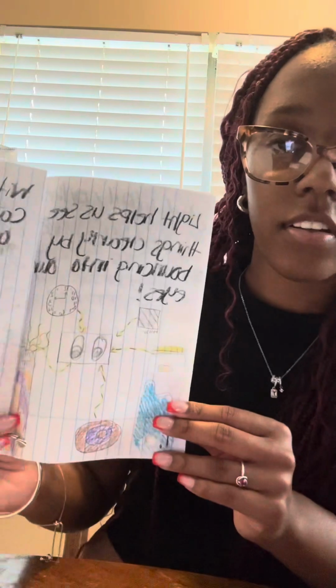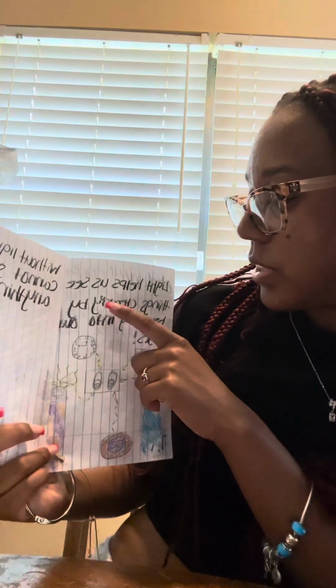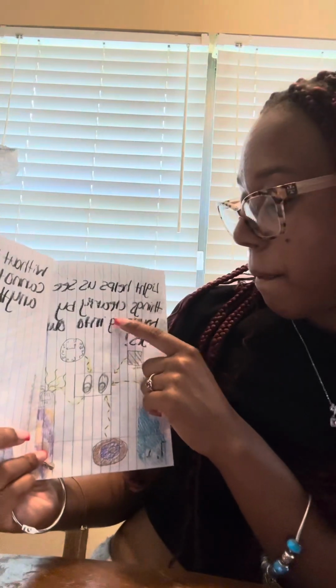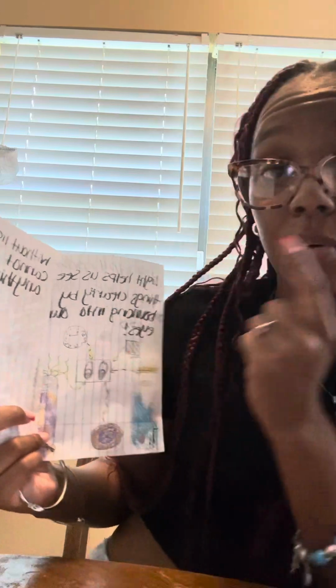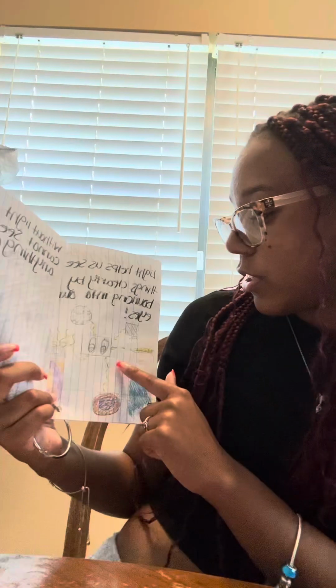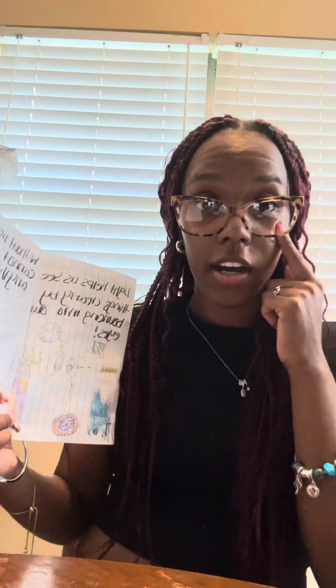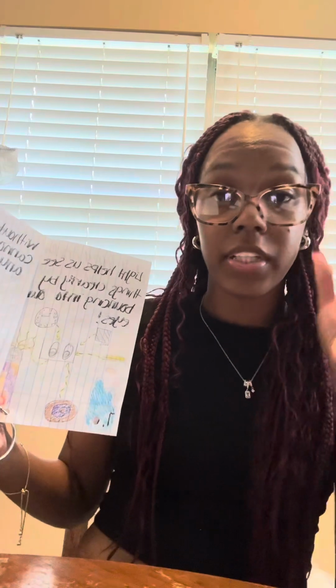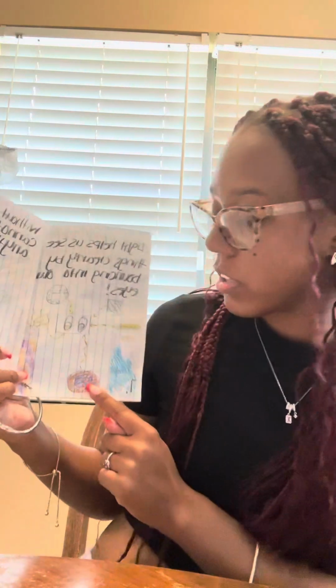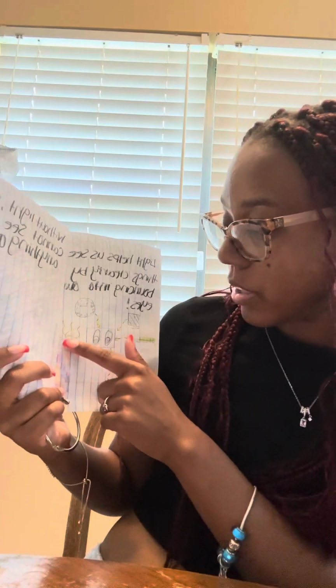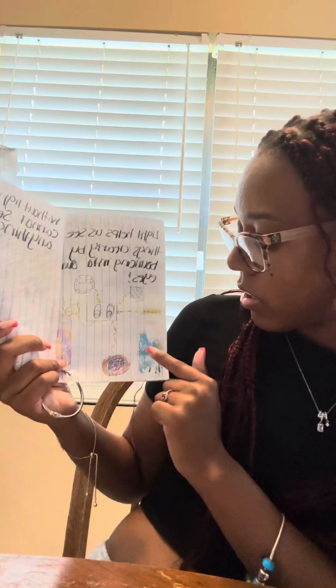Page 7. Light helps us see things clearly by bouncing into our eyes. So when light bounces into our eyes, we can see things better. So we can see our clock better, we can see our rug better, we can see our lamp right here and our rug.